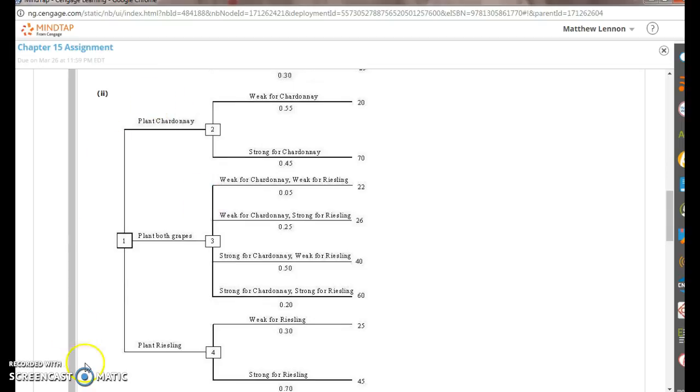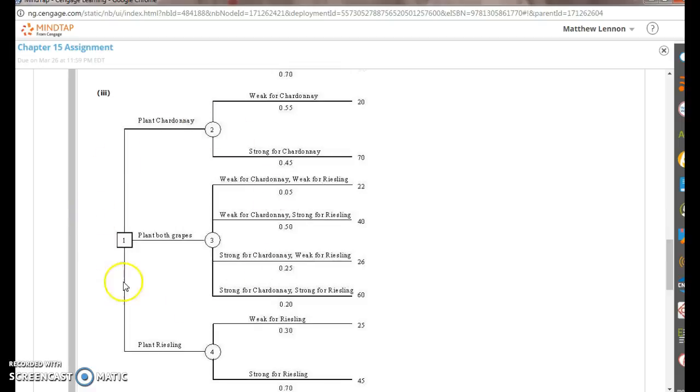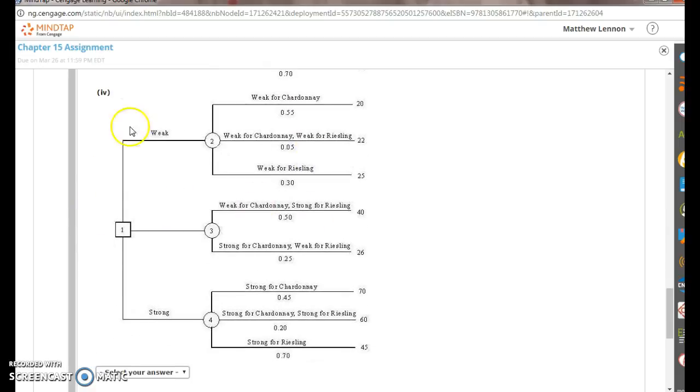Option 2 has the correct first decision: plant Chardonnay, plant both, or plant Riesling. If you plant Chardonnay only, there are two options: it's either weak or strong. If you plant Riesling, there are also two options: weak or strong. And if you plant both, it's either weak for both, weak for Chardonnay and strong for Riesling, strong for Chardonnay and weak for Riesling, or strong for both. So we need to make sure the probabilities match. Option 3 also has the same outcomes, and option 4 has the incorrect first choice of weak versus strong.